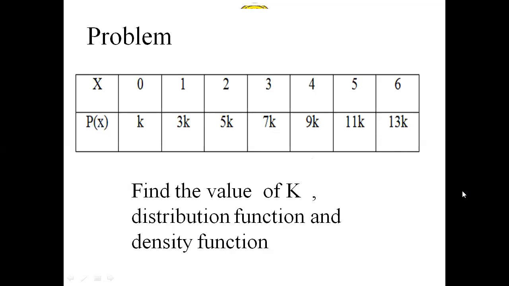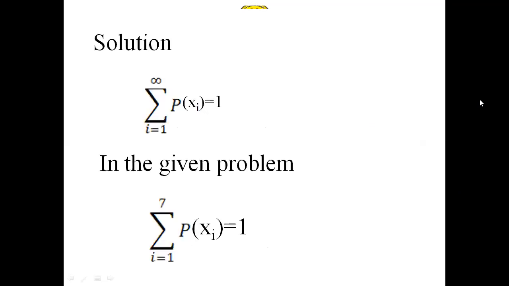If you are observing this table, first we are calculating the value for k. For calculating k, we are taking the probabilities. Already we know in the probability mass function, the sum of all probabilities is equal to 1. So in the probability mass function, we are having the formula summation i equal to 1 to infinity p of xi equal to 1. That means the sum of all probabilities is equal to unity.